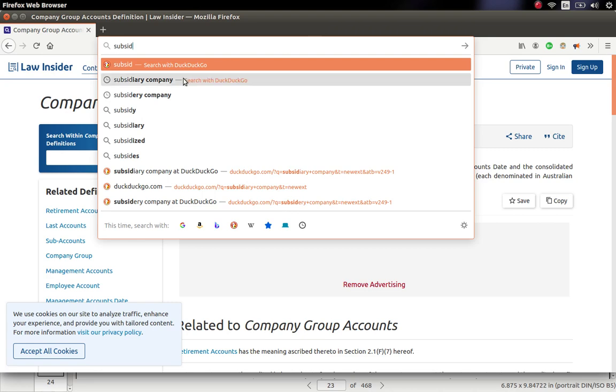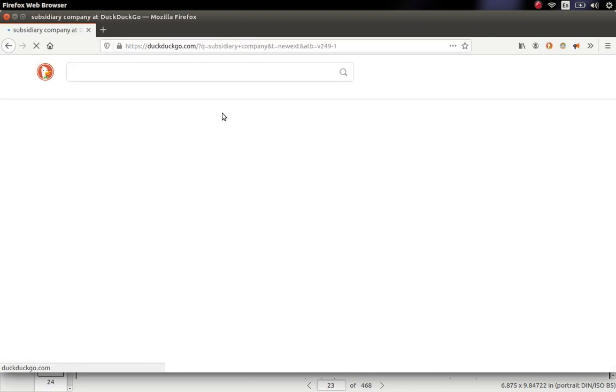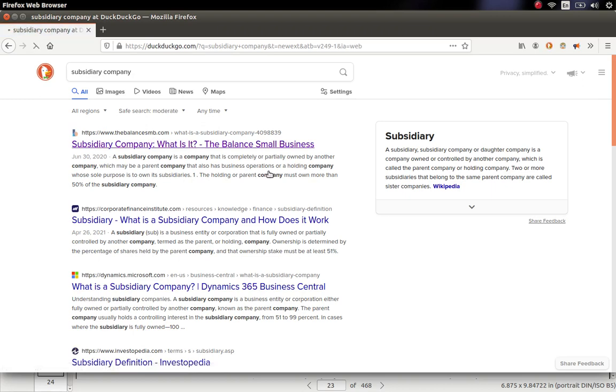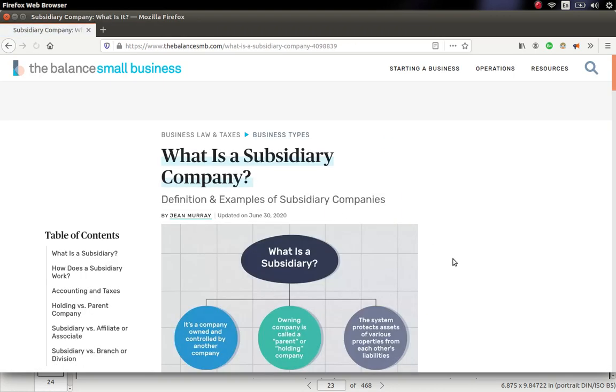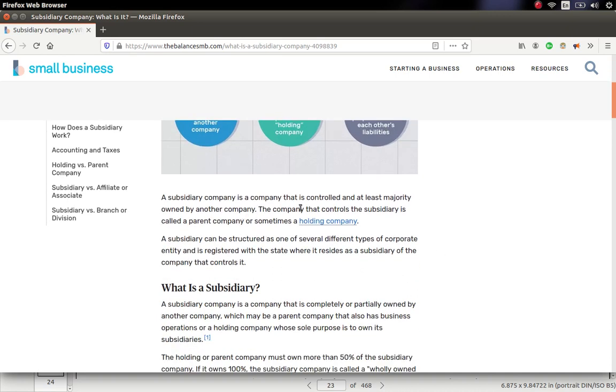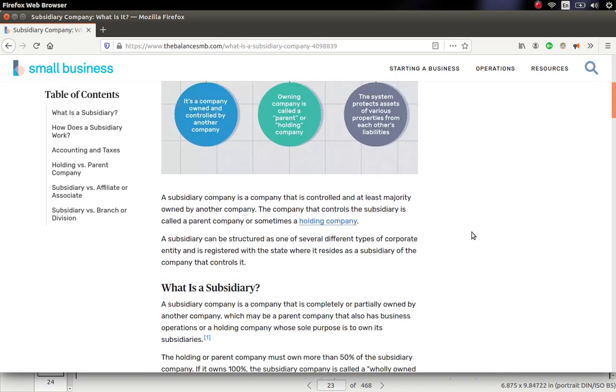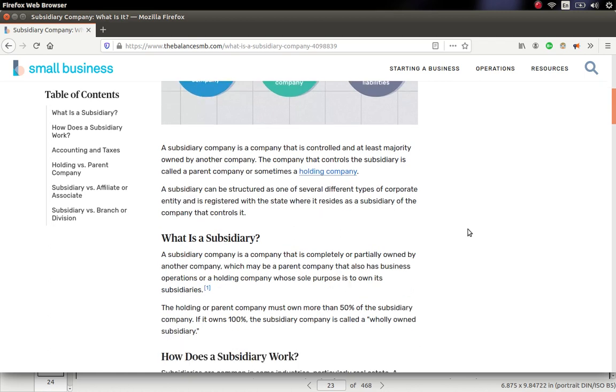Okay, here it comes up. Subsidiary company. What that is. A subsidiary company is a company that is controlled and at least majority owned by another company. The company that controls the subsidiary is called a parent company, or sometimes a holding company. A subsidiary can be structured as one of several different types of corporate entity and is registered with the state where it resides as a subsidiary of the company that it controls.